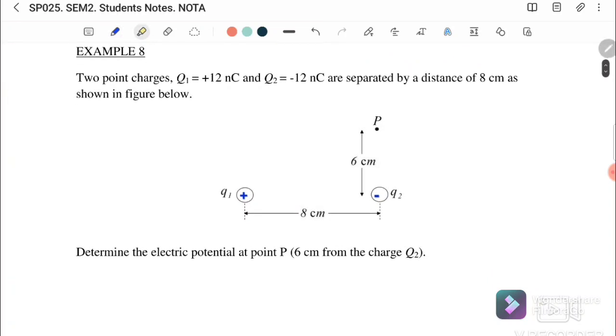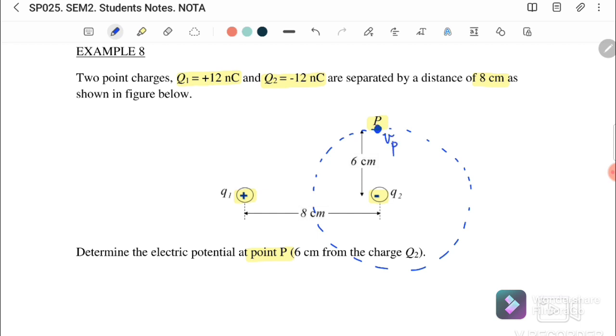Here we have two point charges, 12 nanocoulomb and negative 12 nanocoulomb, separated by a distance of 8 cm. So we have a positive and a negative charge. Determine the electric potential at point P, where point P is 6 cm from the charge Q2. This is the point that we want to find. At this point, it is influenced by Q2. Let's say this is Q2. Q2 gives influence on point P.